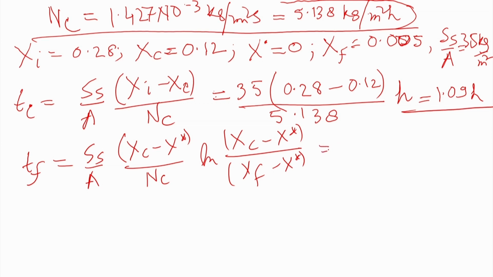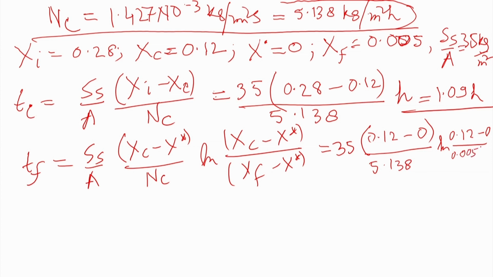So, now we will be putting all these values, this Ss by A is equal to 35, into the equation: Xc, that is 0.12, minus X star is equal to 0, divided by Nc, is equal to 5.138 into ln of Xc is equal to 0.12 minus X star is equal to 0, divided by Xf, that is 0.005 minus X star is equal to 0. So, this is equal to 2.6 hour.